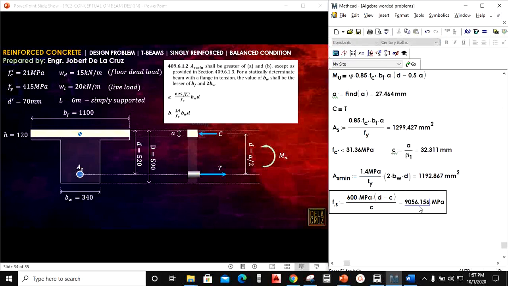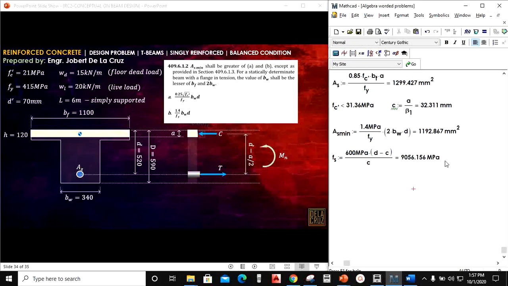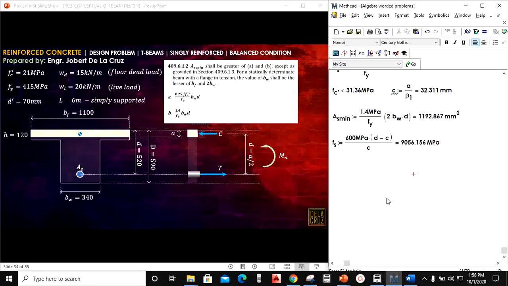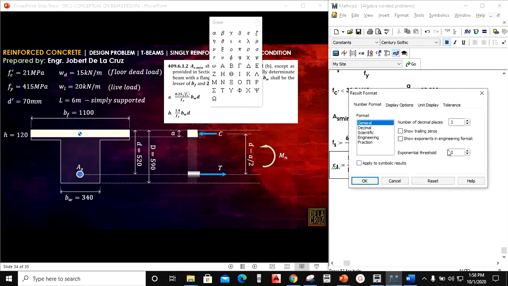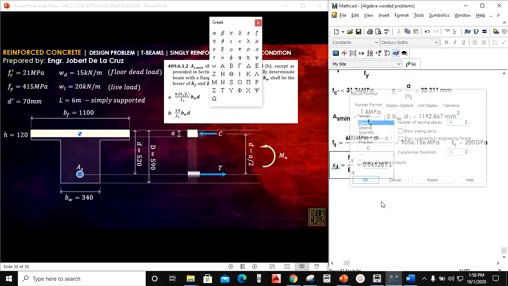Now, take note, what I will compare is the strain. We can actually compare this to 1000 MPa, but so that you won't be confused, I'll just calculate this strain. That is strain t, the actual strain for tension, that is fs divided by Es. And by the way, the Es for steel is 200 GPa or 200,000 MPa. So we have the value of the actual strain. That is the value.